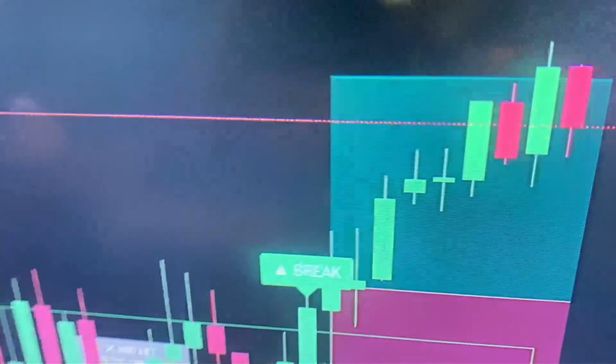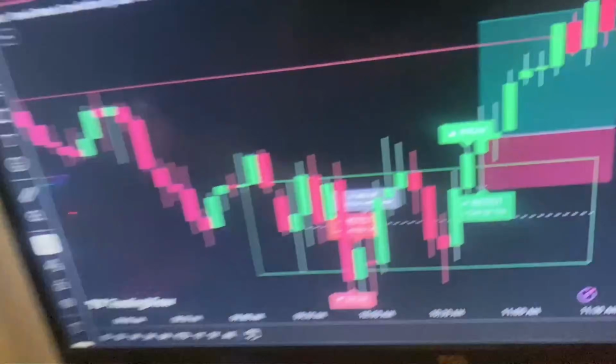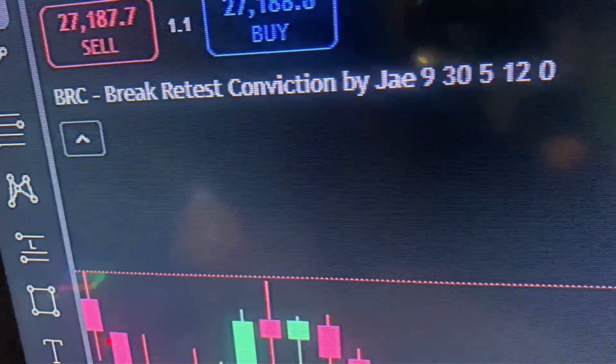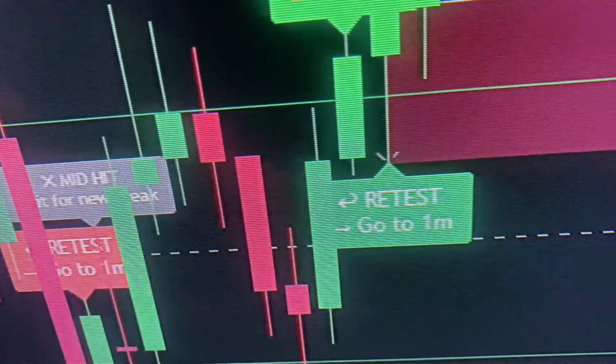This is going to be a trade recap. I ended up closing today's trade with a clean 1 to 2 trade. As you can see here, I have a new indicator which I'm using, Break Retest Conviction by Jay. We had the break, we had the retest, went to the 1 minute time frame for entry, and as you can see there, we had a clean 1 to 2 risk reward.